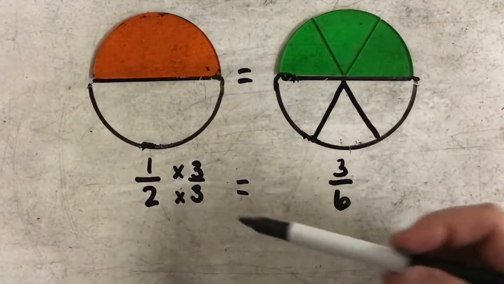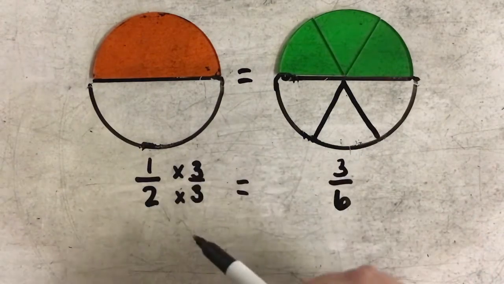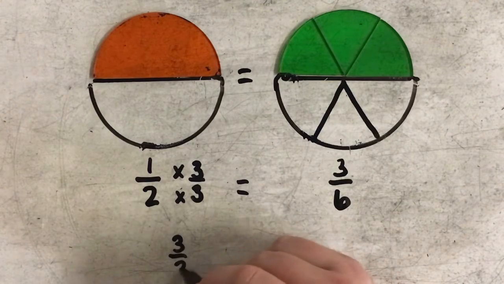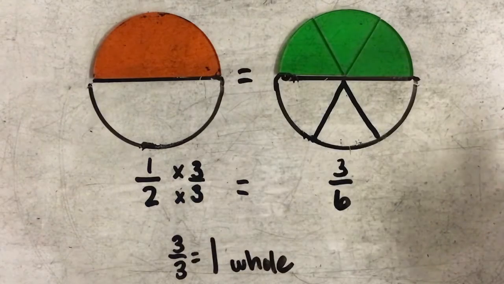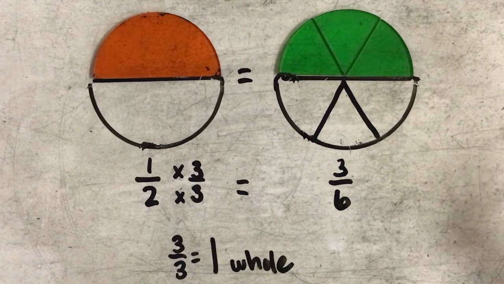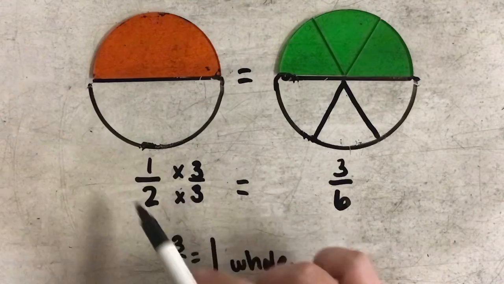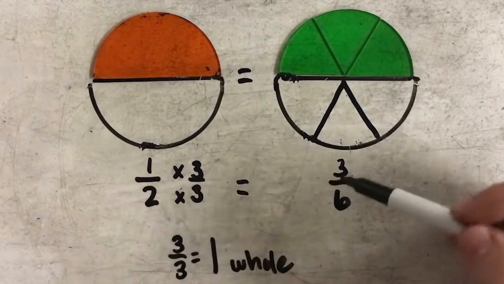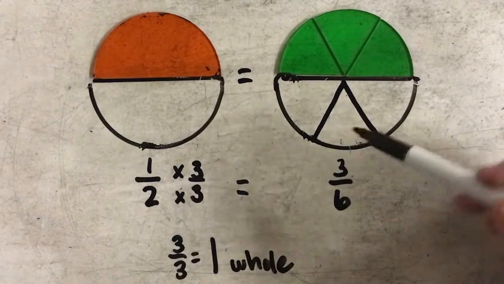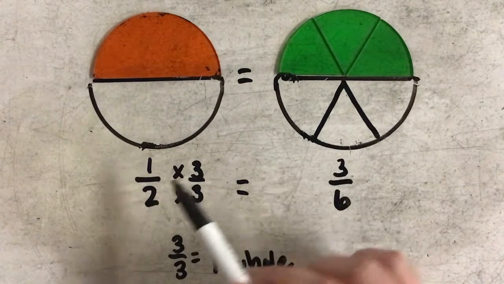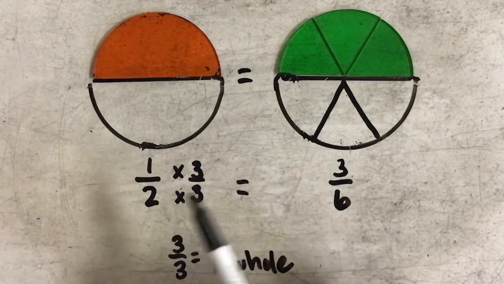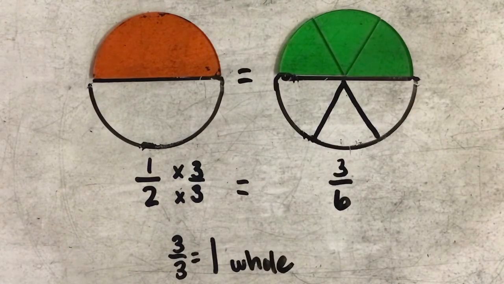And the reason that works is because 3/3 would really equal 1. And if you multiply 1/2 by 1, you don't actually change the value of that fraction. So in this case, I multiplied 1/2 by 3/3, which changed my numbers, but since 3/3 is really equal to 1, I didn't change the value of 1/2 to 3/6.